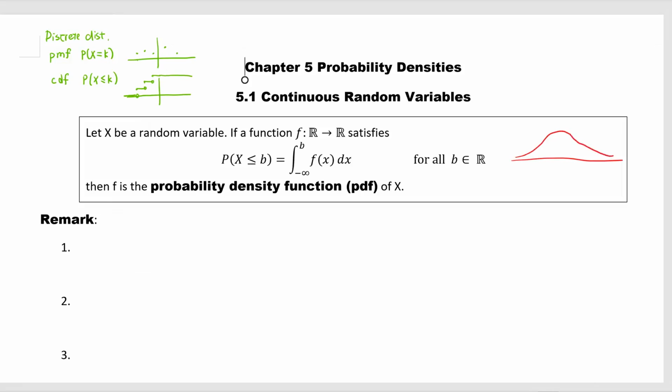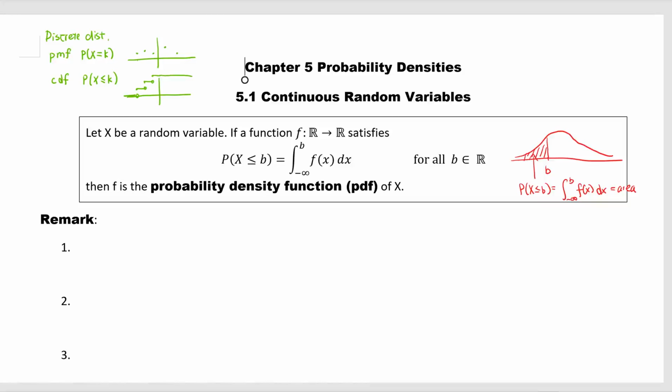Instead of discrete points, the PDF for a continuous random variable is going to be a continuous function. If we have the b here, then we have the property that the probability of X less than or equal to b is the integral from minus infinity to b of f(x) dx, which is this area.